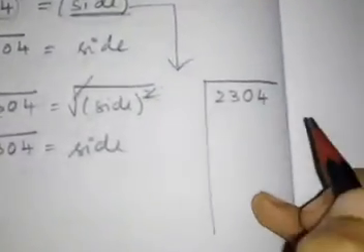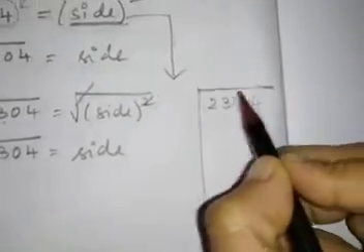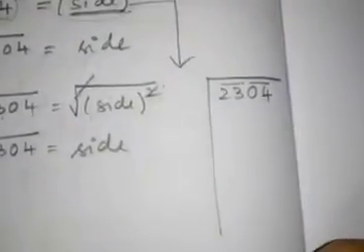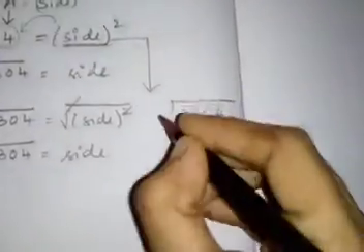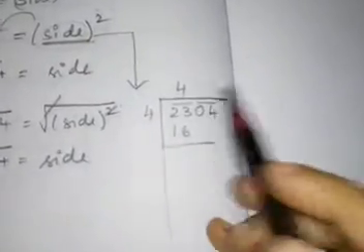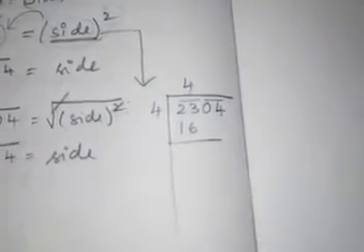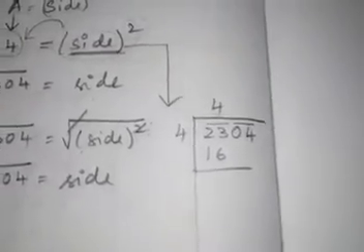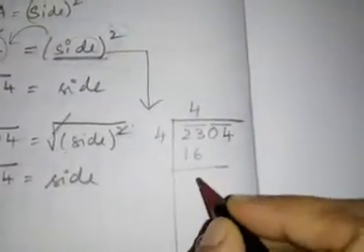2304 is the whole number. So how will you pair it? These two numbers, right? Now 5 5s are 25, 4 4s are 16. Right? 4 4s are 16, because 5 5s are 25, which is greater than 23. 4 4s are 16.